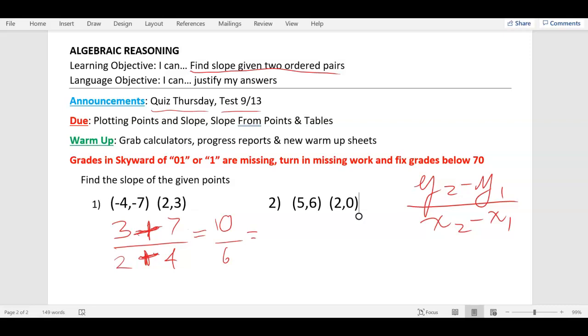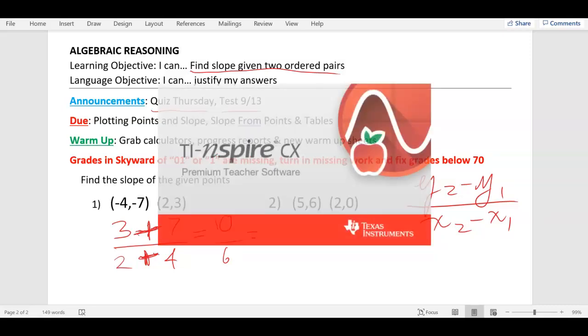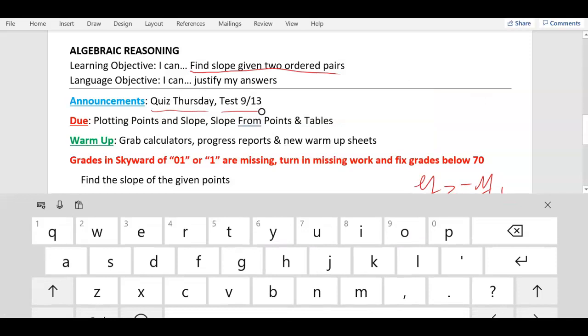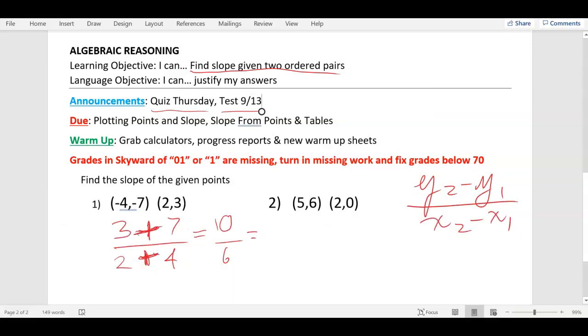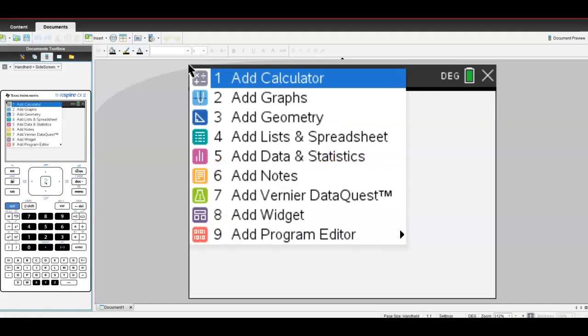And I might show you up here at the front. It just takes forever for that software to load. All right, so 10 over 6, they're both even. They divide by 2, and it reduces to what? What do y'all think? Sorry, 10 over 6. We're still reducing that fraction. I would rather have the fraction than the decimal, but real quick.